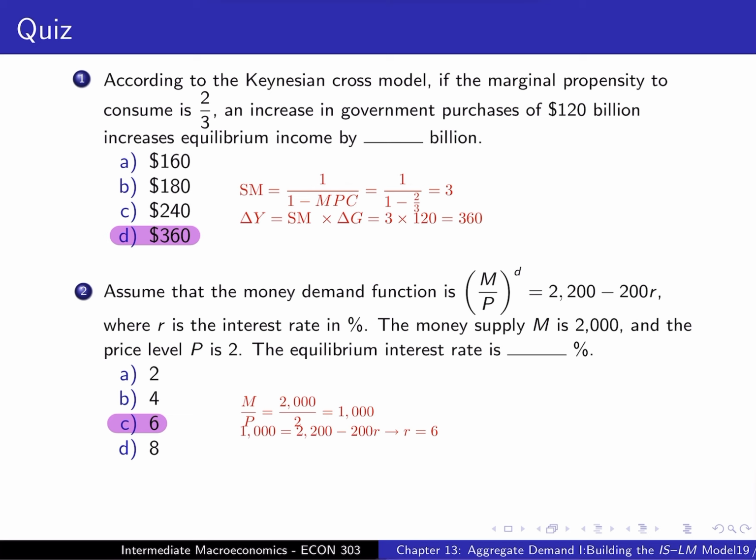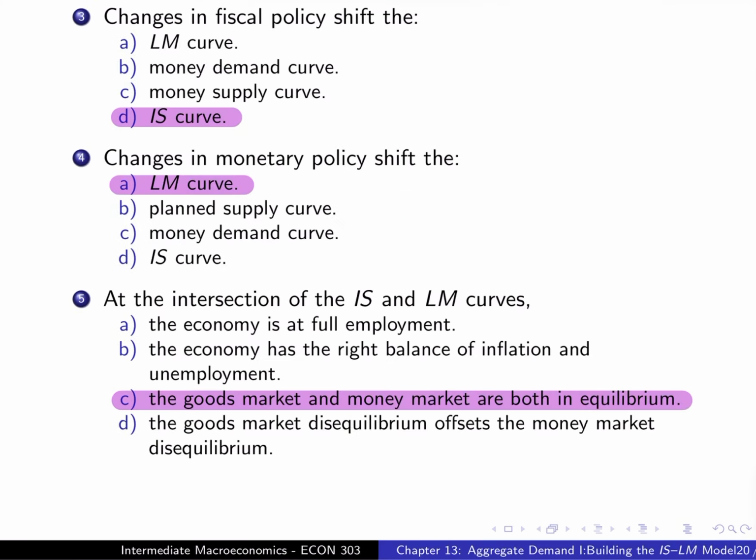Question number 2. This question uses the LM side of the model. Given real money demand (M/P)^D equals 2200 minus 200R, M equals 2000 and P equals 2. First, calculate the real money supply. We get M over P equals 2000 divided by 2 equals 1000. Then set money demand equal to money supply. We get 1000 equals 2200 minus 200R. Solving for R, we get R equals 6. The correct answer is C. R equals 6%.